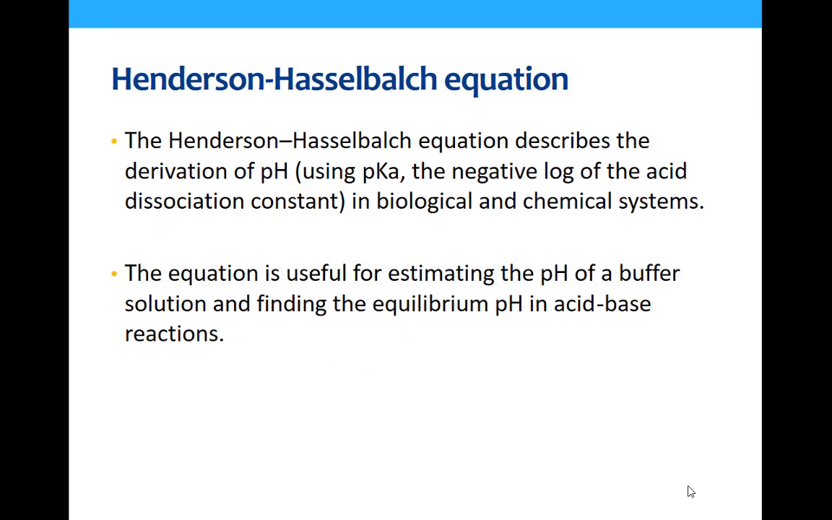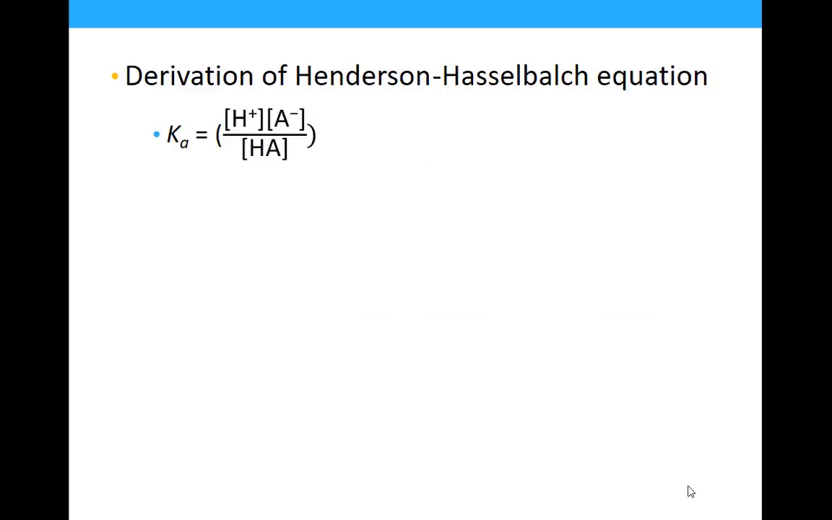Henderson-Hasselbalch equation. It describes the derivation of pH using this constant, the negative log of the acid dissociation constant, in biological and chemical systems. It is useful for estimating the pH of a buffer solution and finding the equilibrium pH in acid-base reactions. I'll show you this in the next few slides. A constant value which is denoted as Ka, the dissociation constant.